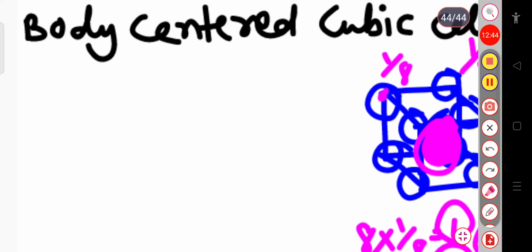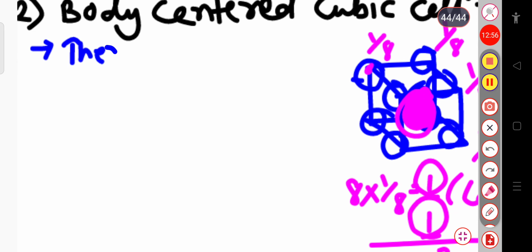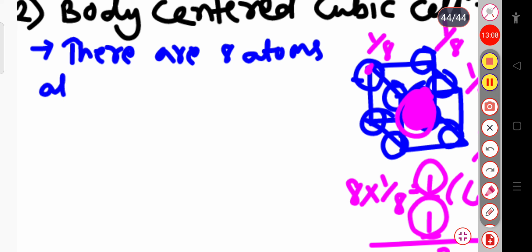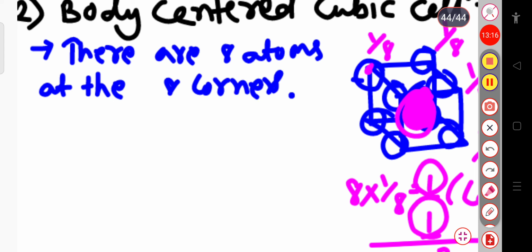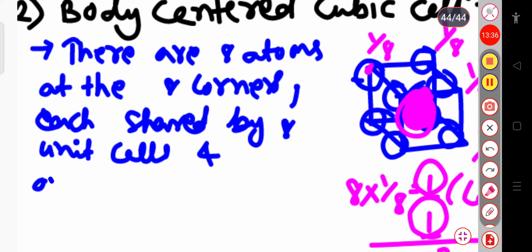So here I will write for the body centered cubic cell, there are 8 atoms at the 8 corners, each shared by 8 unit cells, and 1 atom at the body center.